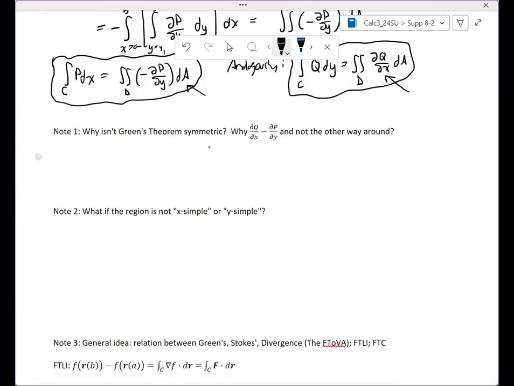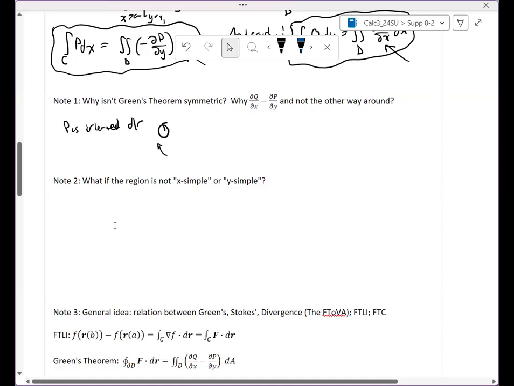So why is it? It's because we chose the positively oriented direction. It's because we chose to traverse the curve this way. So dq dx has to come first and then minus dp dy. If I had chosen instead to traverse it the other direction, I could flip the two, dp dy minus dq dx. So this choice of which way we traverse the curve is what leads to this kind of breaking of the symmetry.